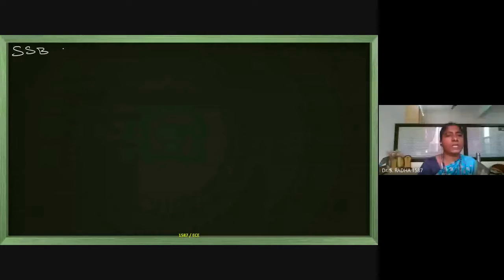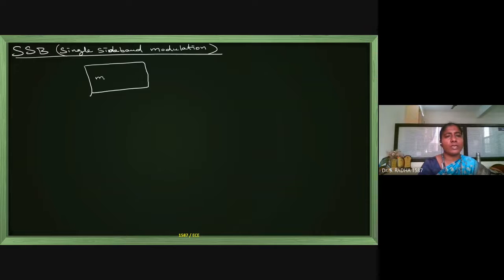SSB, which means single sideband modulation. Okay, SSB. Now, we have a modulator. We will give the carrier signal and message signal to the modulator, and we are getting the modulated signal S of t.